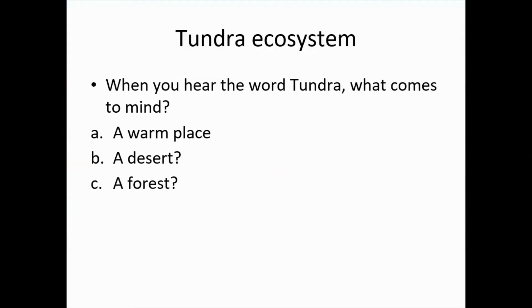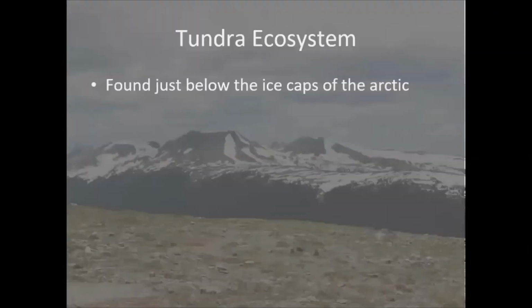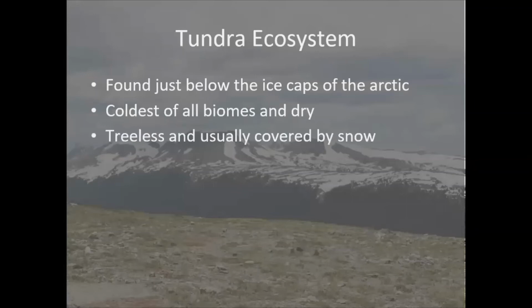So let's look quickly at what a tundra ecosystem is. When you hear the word tundra, it's a cold place. Awesome. So it's not a warm place, it's not a desert, and it's not a forest. Next one. So the tundra is found just below the ice caps of the Arctic. It's the coldest of all biomes, and it's very dry. Dry is a very relative word, because if there's snow or any type of rain precipitation, it usually just stays on top of the soil. It doesn't get absorbed into the earth. So that's what we call dry, right?